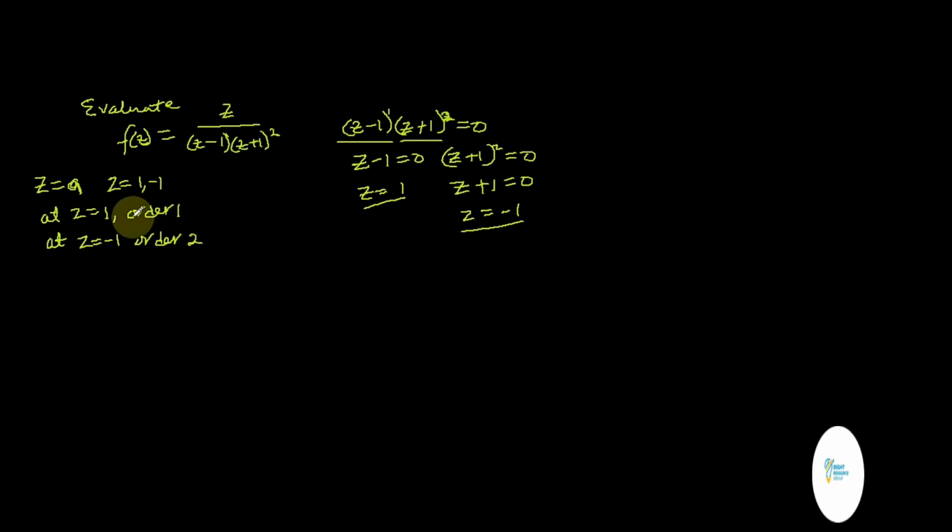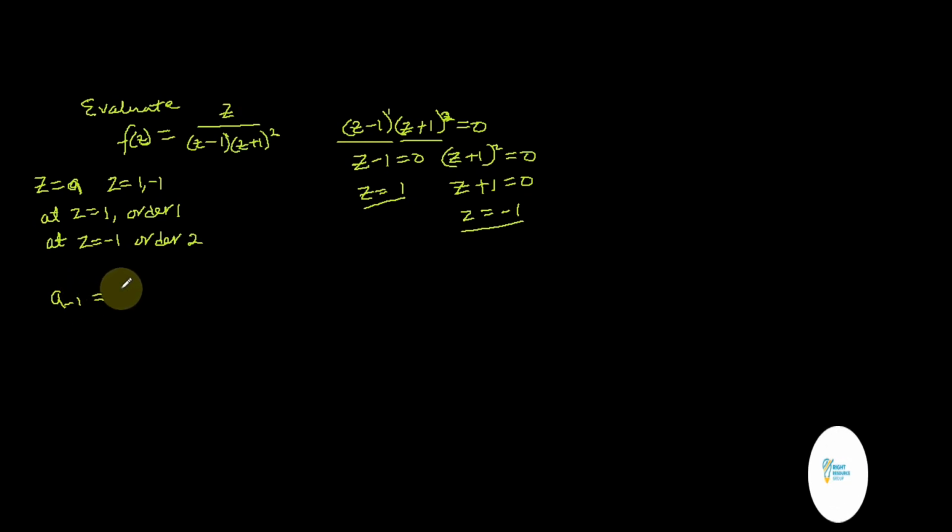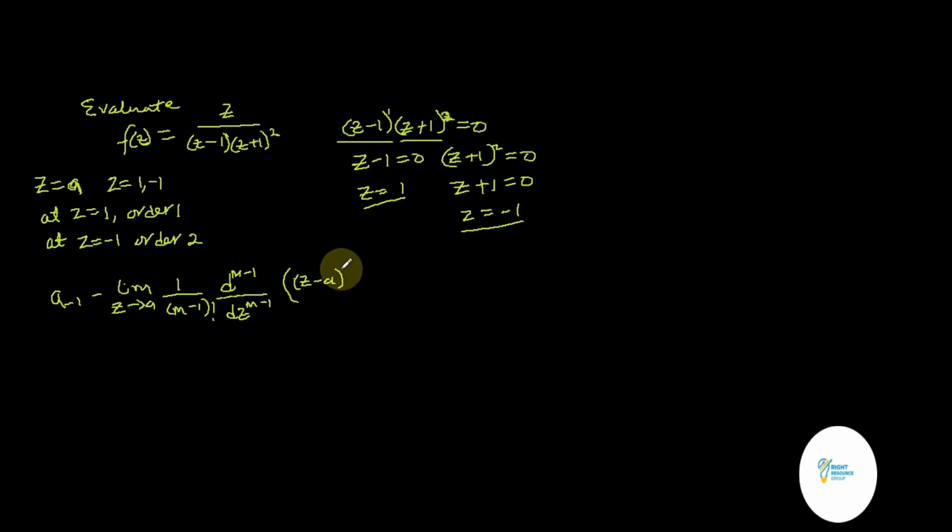Now we are going to input these two, z equal to 1 and z equal to minus 1, in our formula for the residue. The residue at a is equal to the limit as z tends to a of 1 over (m minus 1) factorial, multiplying the (m minus 1)th derivative of (z minus a) raised to the power of m, multiplying f of z, the function itself. So this is what we have.